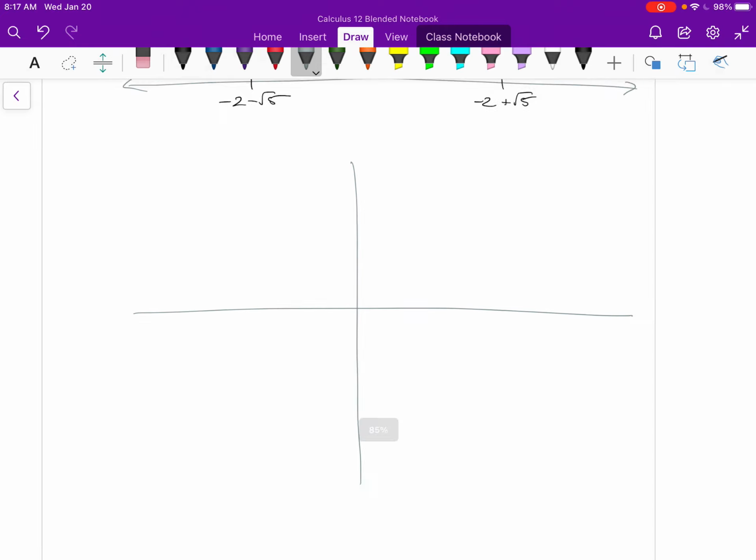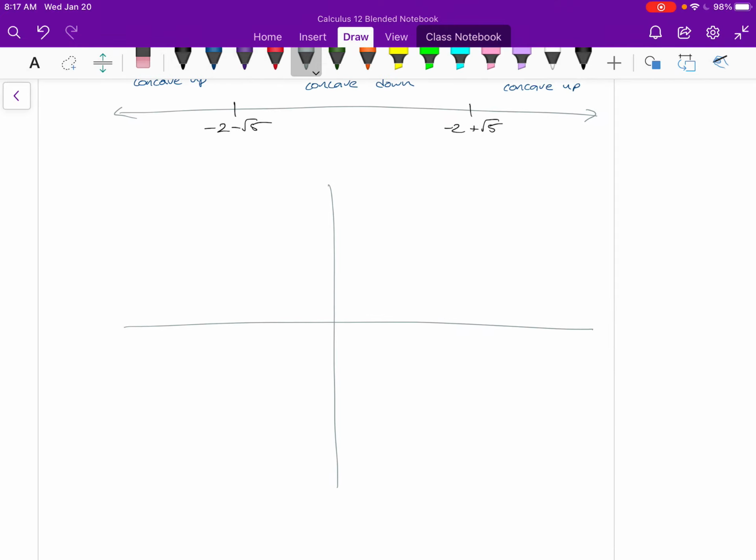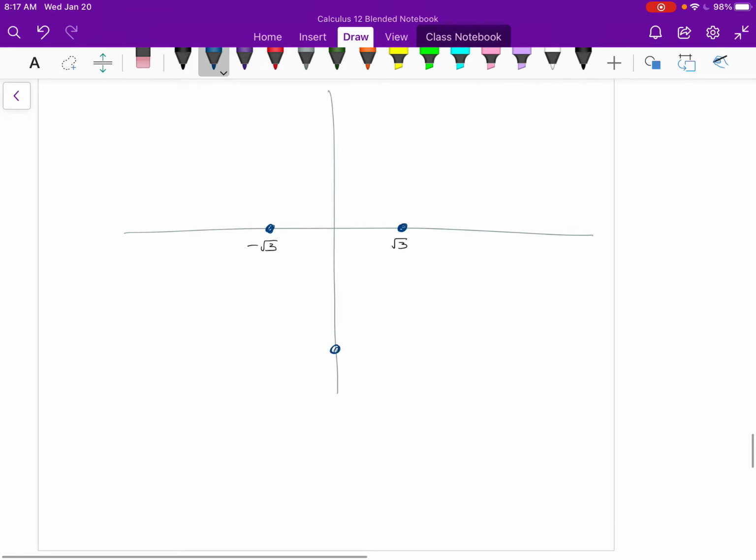So a few things. You can start with your x and y intercepts. I know there's one at negative root 3, and I know there's one at positive root 3. Some of the first stuff we found. I know there's a y-intercept at negative 3. I know it goes through there.